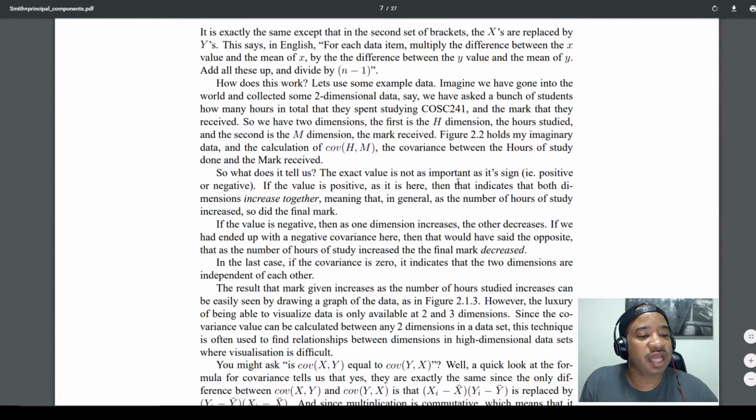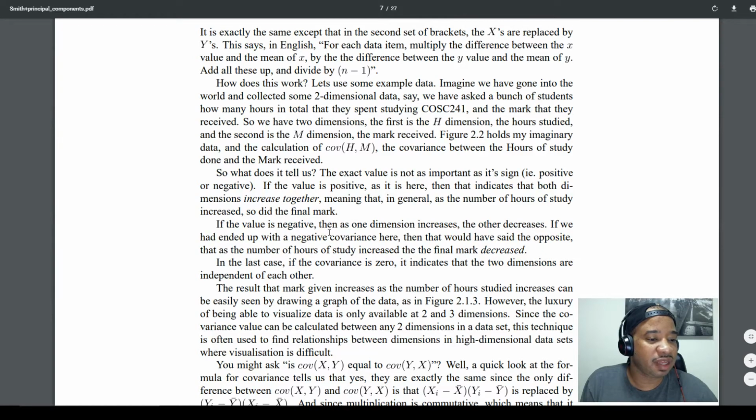The exact value is not as important as its sign, whether it's positive or negative. So the fact that it's positive, and it's much positive, is valuable. If the value is positive, as it is here, then that indicates that both dimensions increase together, meaning that in general, as the number of hours of study increased, so did the final mark.